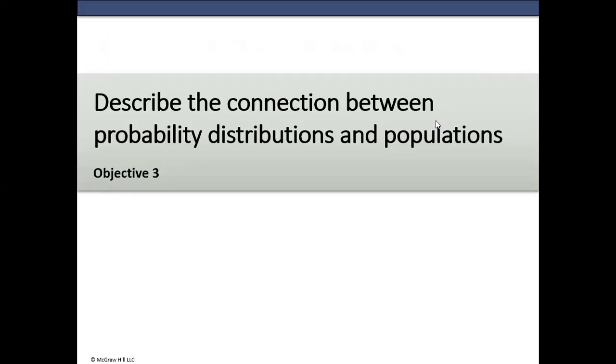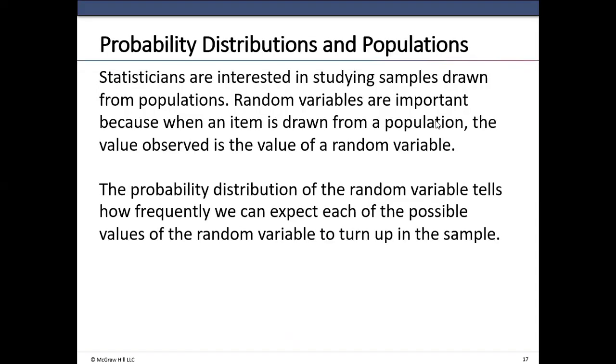Describe the connection between probability distribution and population. Statisticians are interested in studying samples drawn from populations. Random variables are important because when an item is drawn from a population, the value observed is the value of a random variable. The probability distribution of the random variable tells how frequently we can expect each of the possible values of the random variable to turn up in the sample.